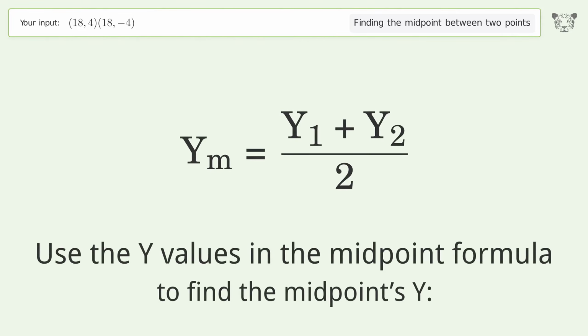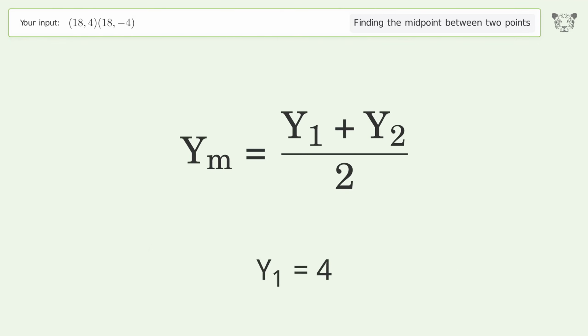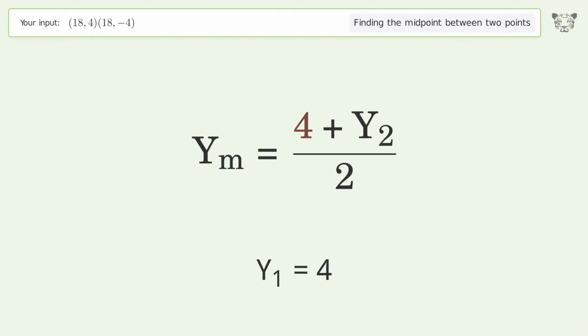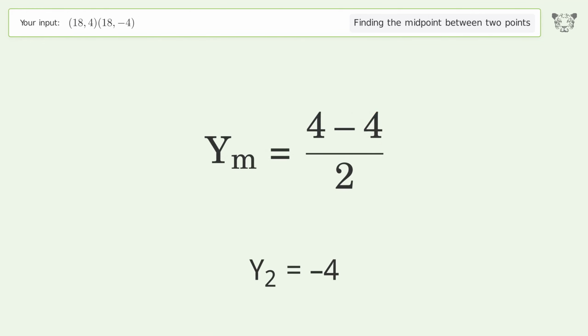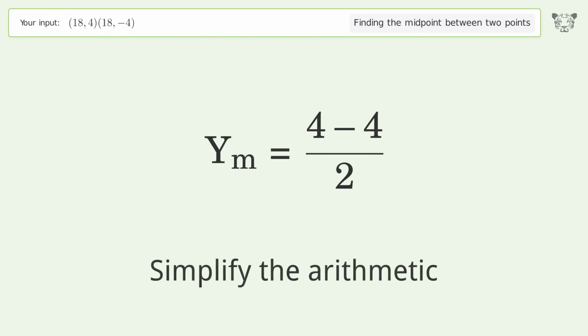Use the y values in the midpoint formula to find the midpoints y. y1 equals 4. y2 equals -4. Simplify the arithmetic.